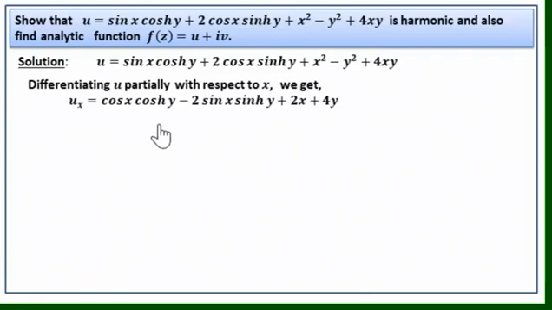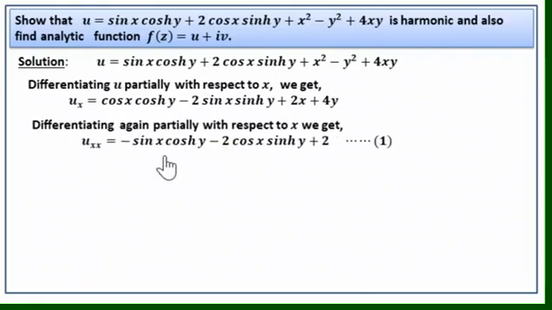Next find the second order partial derivative Uxx by differentiating Ux once again with respect to x partially, keeping y constant. So cos hy kept as it is, cos x derivative is minus sin x. Second term 2 sin hy kept constant, and derivative of minus sin x is minus cos x, plus third term plus 2, and the fourth term is 0. So this is Uxx, call it 1.